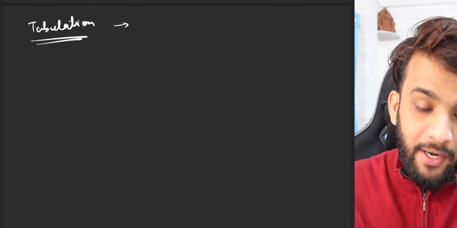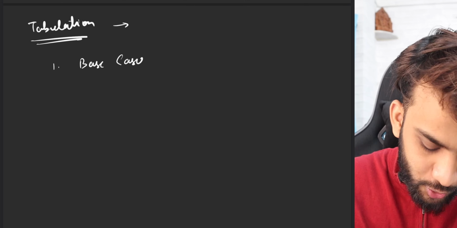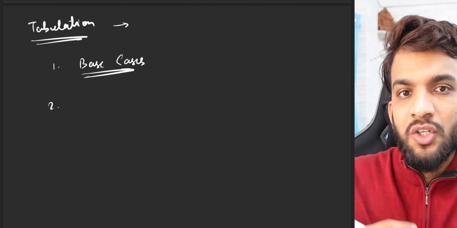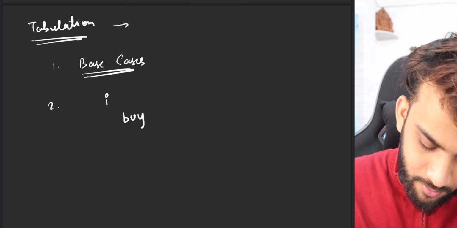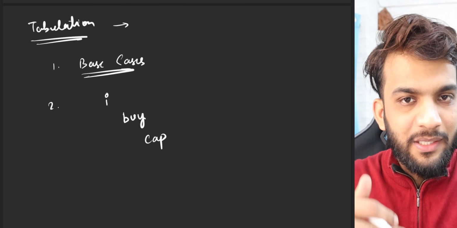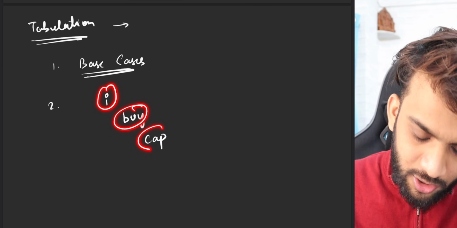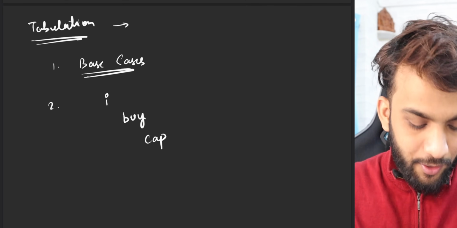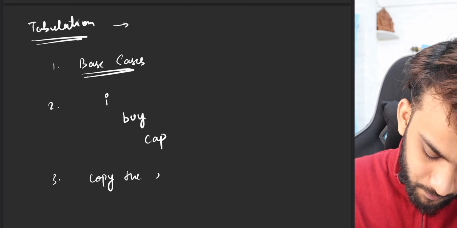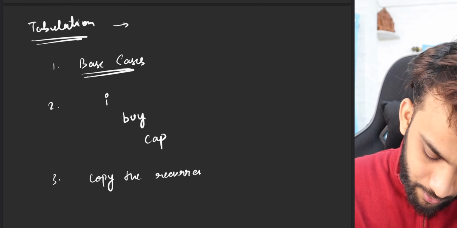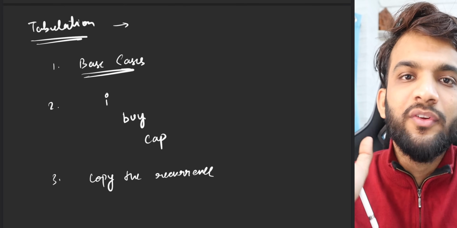It's very straightforward. I told you the steps. You write the base cases. Just make sure you write all the base cases. The second, changing parameters. What are the changing parameters? I, buy, and cap. If you properly see, these three are the changing parameters. When you have an I, you have a buy, you have a cap, you write them in the reverse order. Next, you just make sure you copy paste the recurrence. Nothing different you have to do.